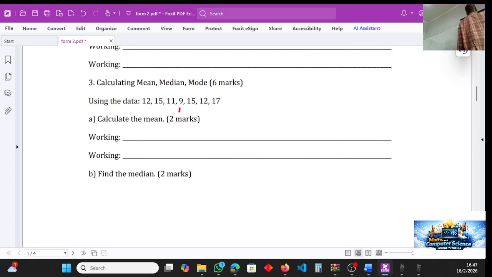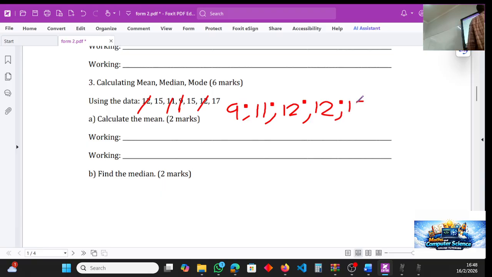I can check here, the smallest looks like it's 9, followed by 11. So it's wise for us to close the values that we have already noted down. I've got 12 and 12. Then I'll close the 12s. I've got 15 and 15. I have 17. So I've sorted my data in order. I've got 1, 2, 3, 4, 5, 6, 7. No, my order is 1, 2, 3, 4, 5, 6, 7. I don't want to make a mistake.